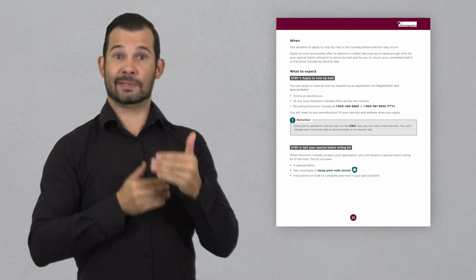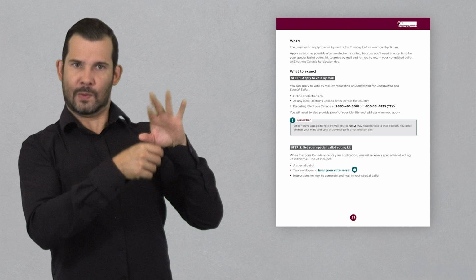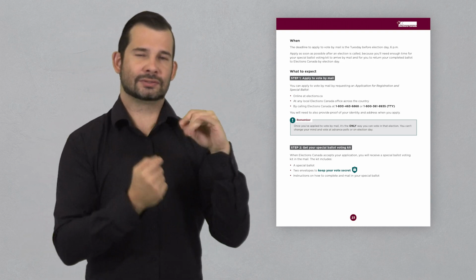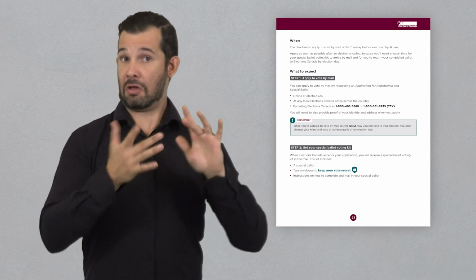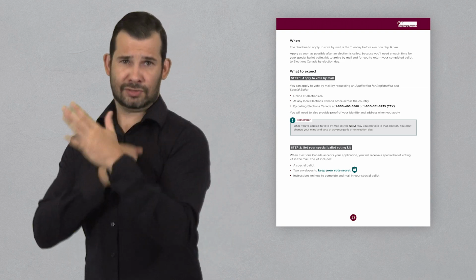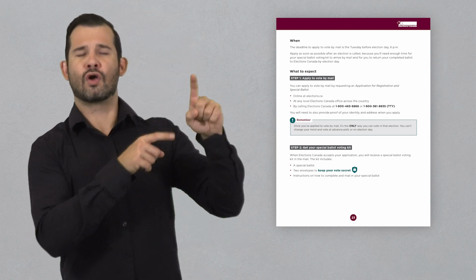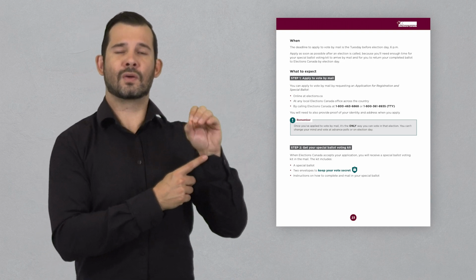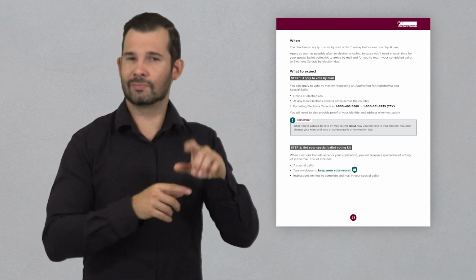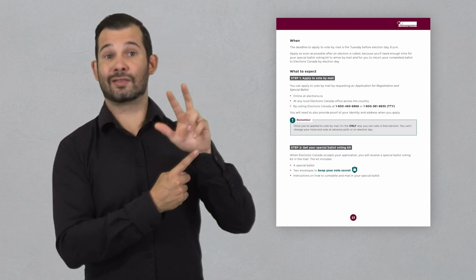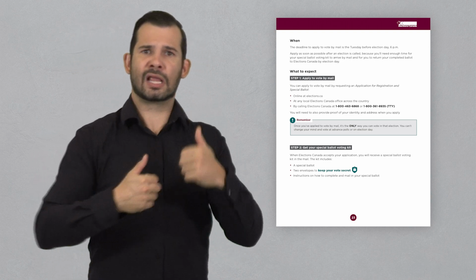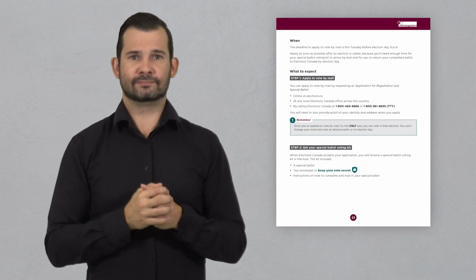What to expect? Step 1. Apply to vote by mail. You can apply to vote by mail by requesting an application for registration and special ballot online at elections.ca, at any local Elections Canada office across the country, by calling Elections Canada at 1-800-463-6868 or 1-800-361-8935 TTY. You will need to also provide proof of your identity and address when you apply.